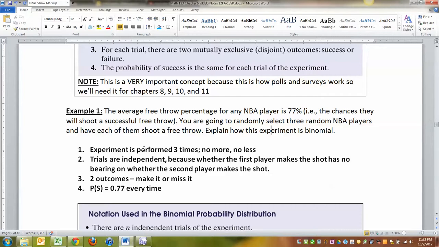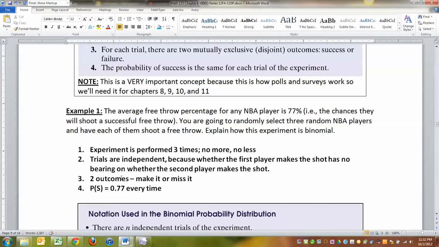Now, I got to be honest, it actually doesn't matter whether you think of this as 3 separate NBA players or 1 NBA player shooting 3 times. They've done several studies, and professional players who shoot so many free throws tend to be independent, just because they're so used to doing this as their job, that whether they make it or don't make it doesn't really have a lot of bearing on their next time.